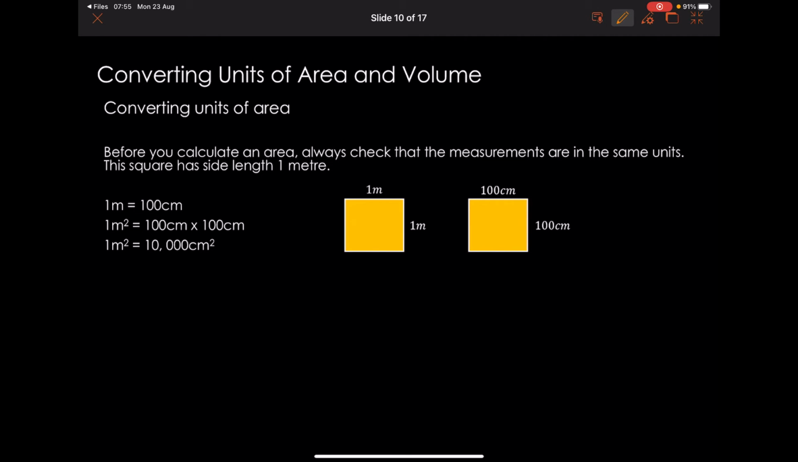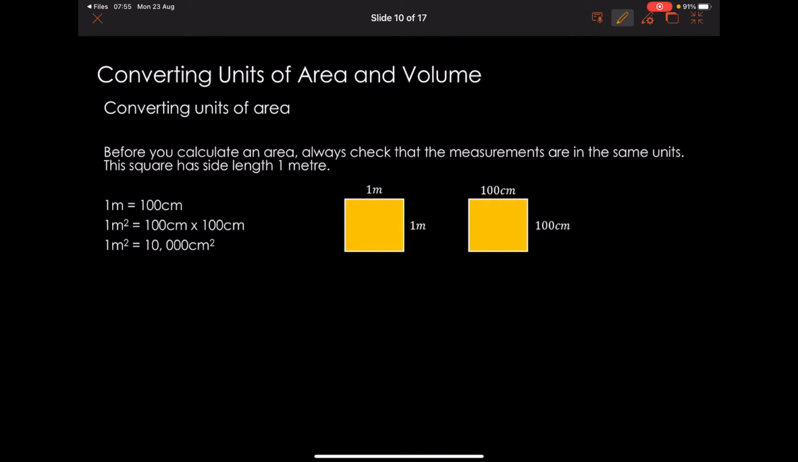Now then, before you calculate an area, always check that the measurements are in the same units. So sometimes they might give you something like this, and they'll say that's 10 meters, and this is 105 centimeters. That means that that's 1.05 meters. So you need to make sure they're in the same unit before you do anything with them, because you'll get the wrong answer.